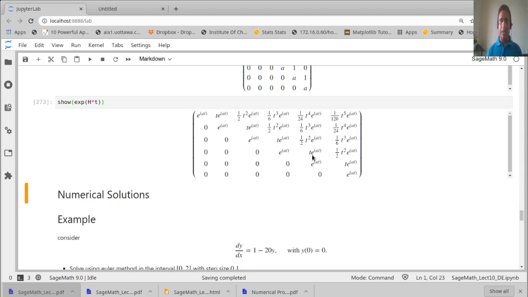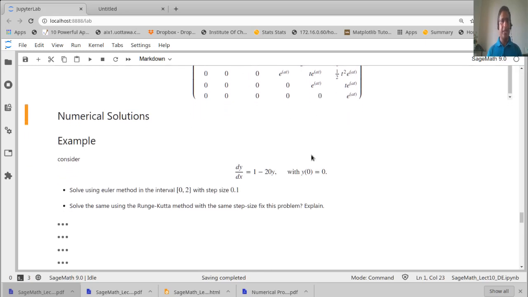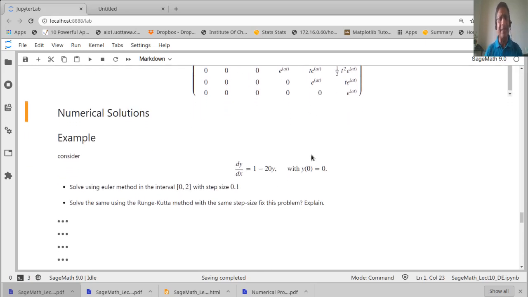Okay. Next, let us look at an example of solving an ordinary differential equation numerically. So let us look at this example: dy/dx is equal to 1 minus 20y, where y at 0 is equal to 0. We want to solve this using two methods. One is Euler's method, and the second is the RK4 method. Okay, in the interval 0 to 2 with a step size of 0.1.